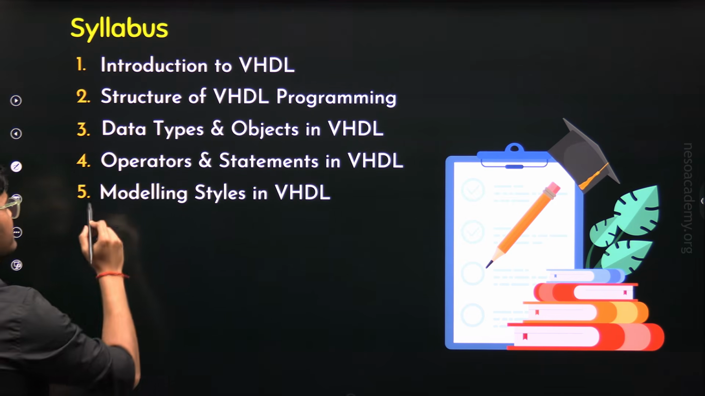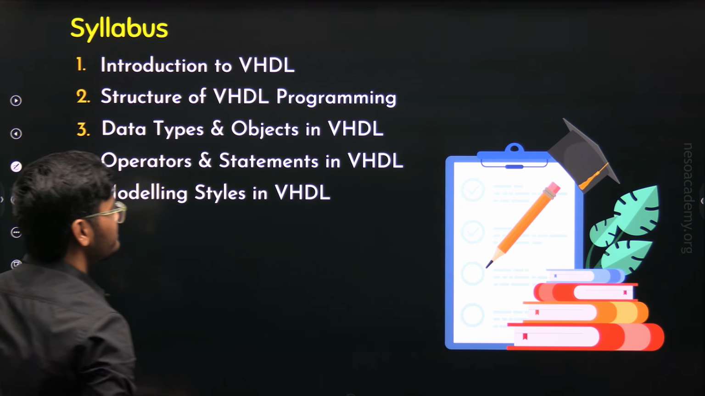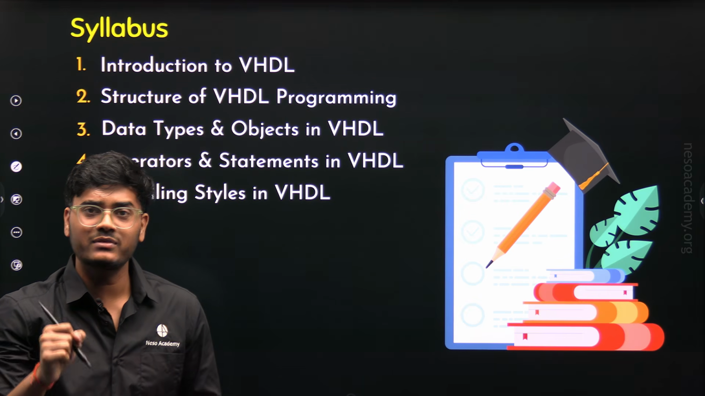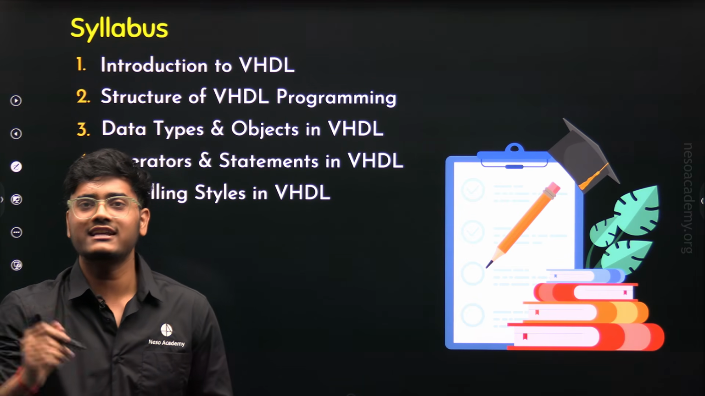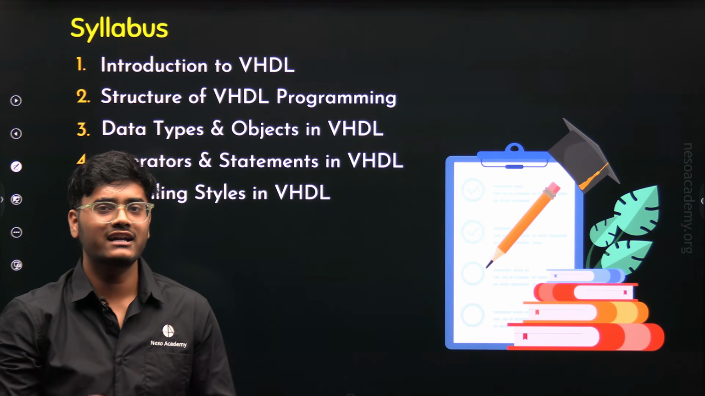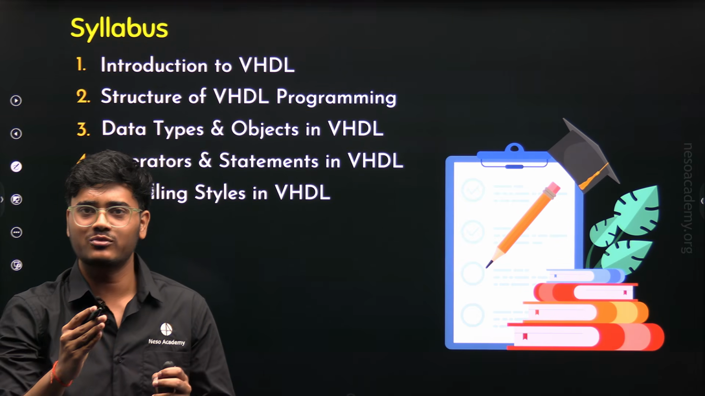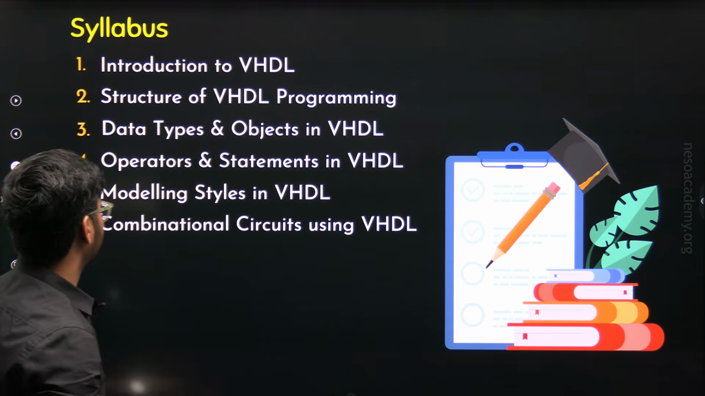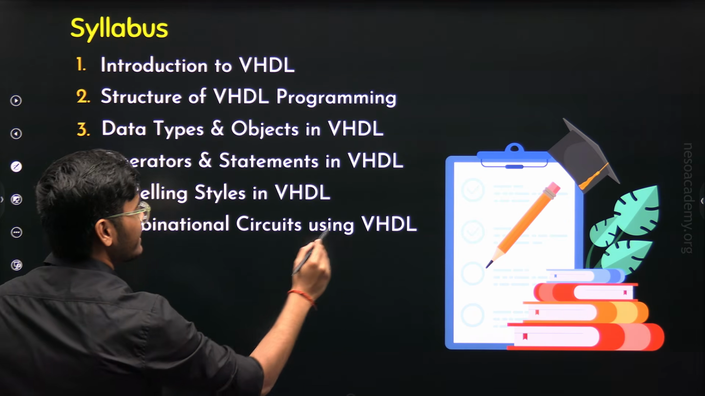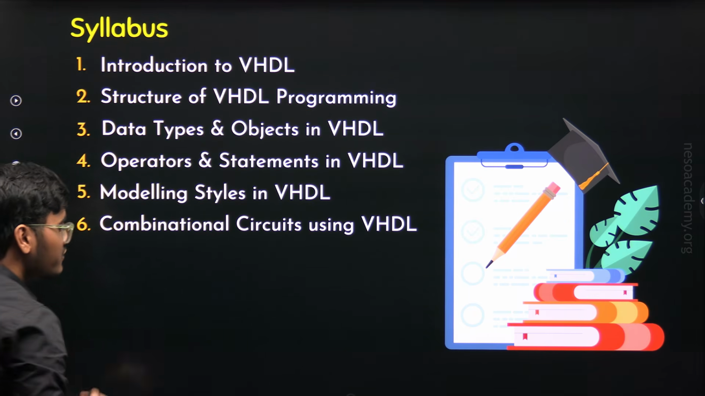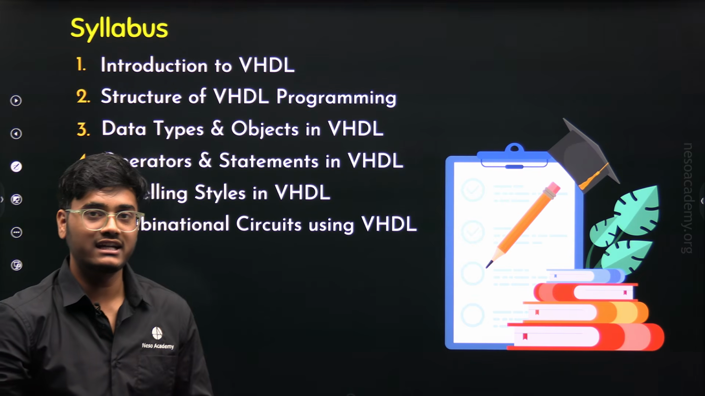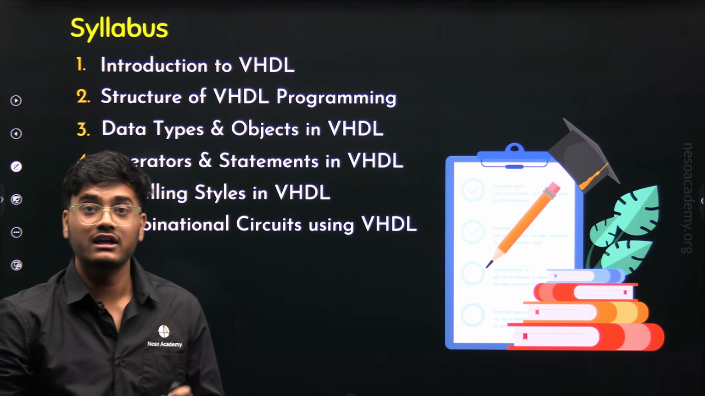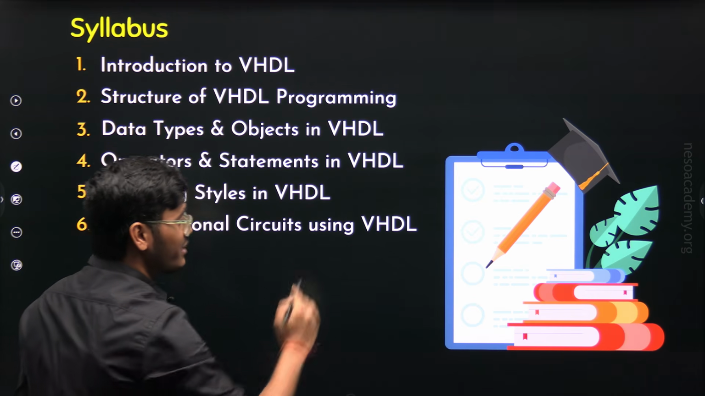Then our fifth chapter is modeling styles in VHDL. One of the powerful features of VHDL is that we can describe hardware using different modeling styles. And the different modeling styles are behavioral modeling, data flow modeling, and structural modeling. Then our sixth chapter is combinational circuits using VHDL. In this chapter, we will design combinational circuits like multiplexers, encoders, decoders, adders, subtractors using VHDL programming.